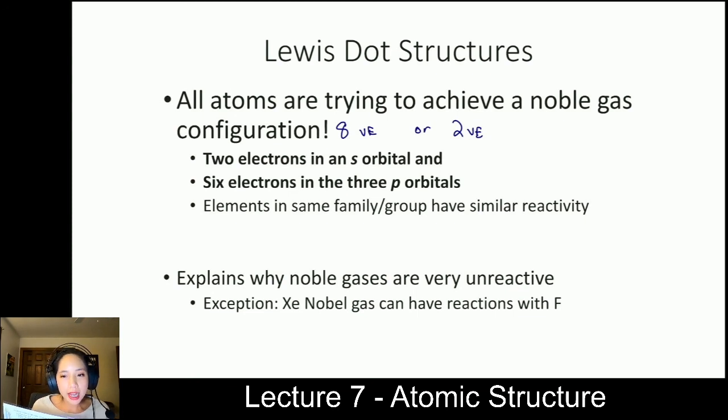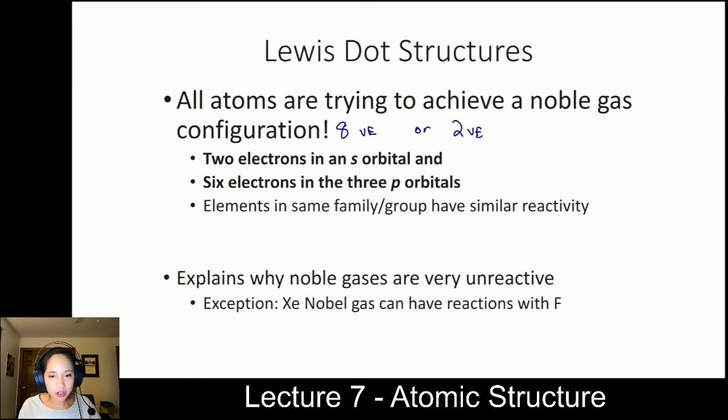The only noble gas that does participate in reactions is xenon. If you see xenon is all the way down here, it's in period 1, 2, 3, 4, 5. So it's an n equals 5. Xenon is a really big atom. And because those electrons are so far away from the xenon nucleus, it can actually react with other elements, essentially only fluorine because it's very reactive. So that's our one exception.